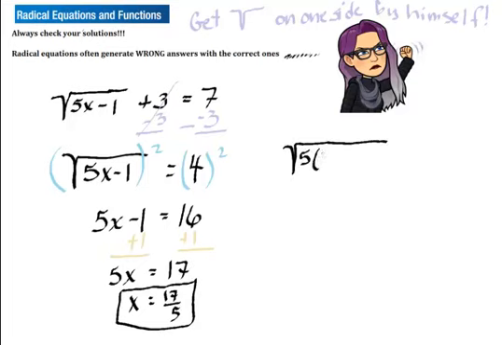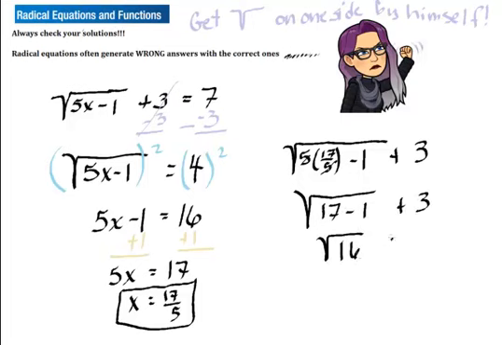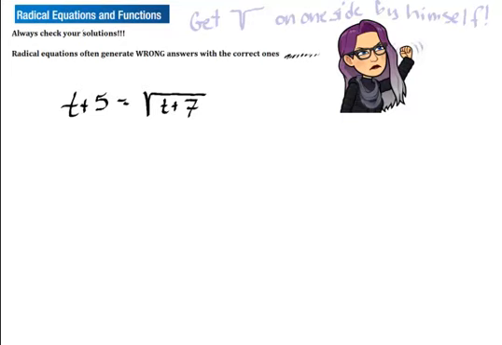5 times 17 over 5 minus 1 plus 3. We need to see what that equals. 5's cancel, leaving me with 17 minus 1 plus 3. This is square root of 16 plus 3. Square root of 16 is 4 plus 3. This thing equals a 7. It checks. Good deal. This one's nice. All right, if you'll remember, I said I want to get that square root all by himself. Well, he is there, so that makes me happy.